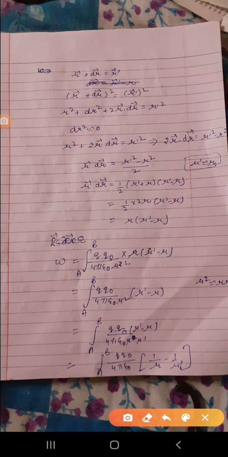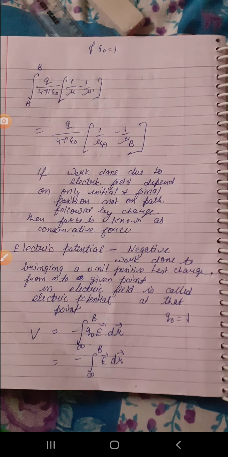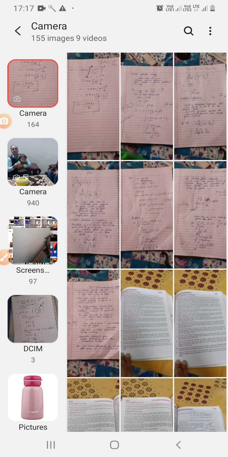This is r square, and you will write r into r dash. And finally what you will get is the work done, with limit a to b, q naught upon 4 pi epsilon naught into 1 upon r minus 1 upon r dash. Clear to all of you?